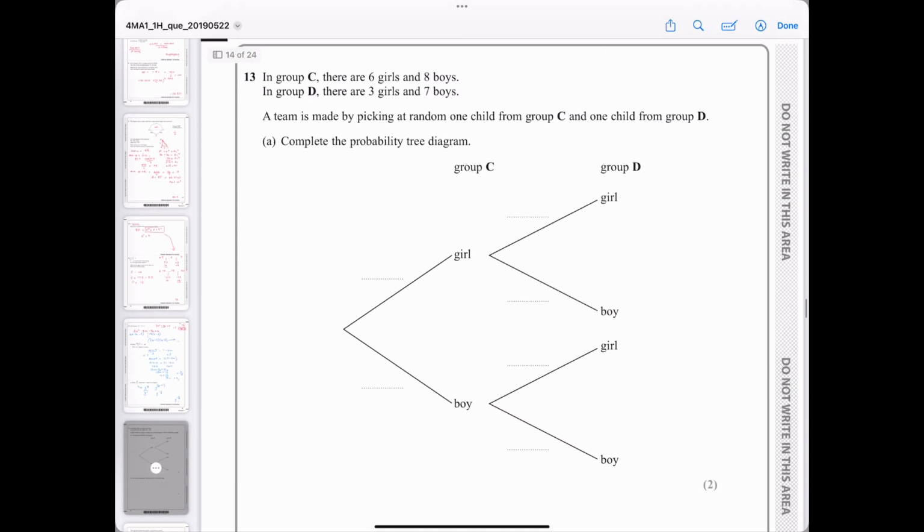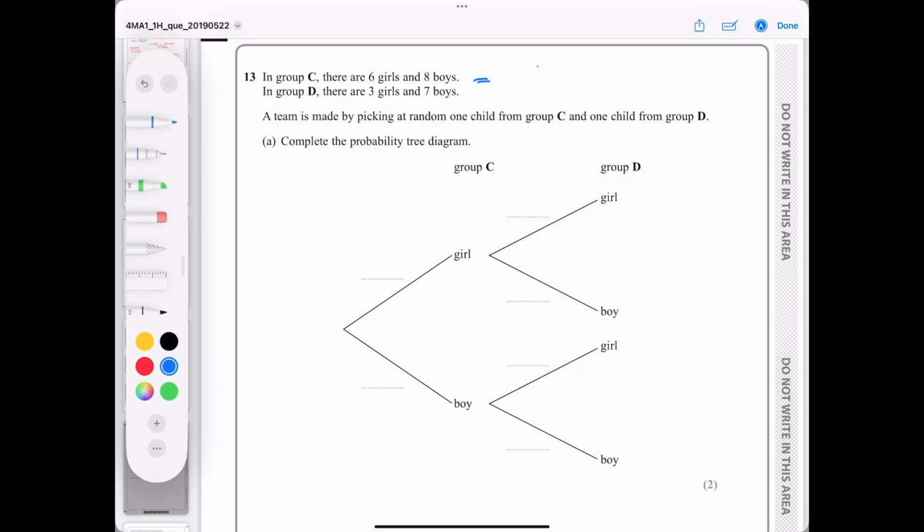So, next. Oh, good. Now this is cool because it's actually a tree diagram that doesn't involve putting sweets back into a bag, which I always find absurd. Okay, in group C, there are 6 girls and 8 boys. Now that means there's 14 altogether. So we're going to use 14 at the bottom, I presume. And in group D, there are 3 girls and 7 boys, which is always nicer because that's 10.